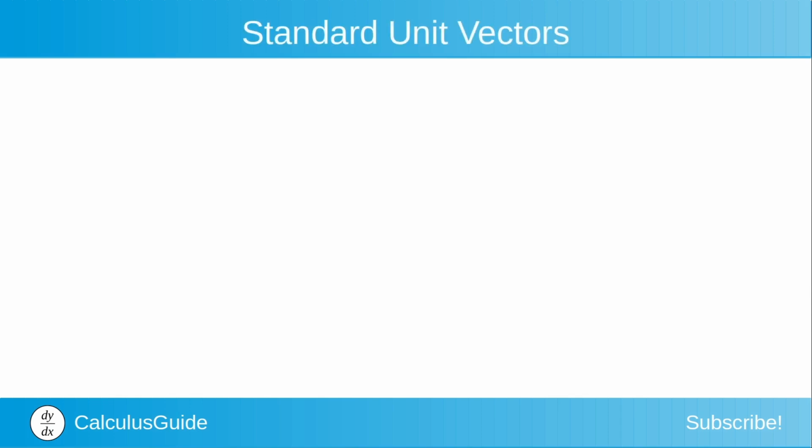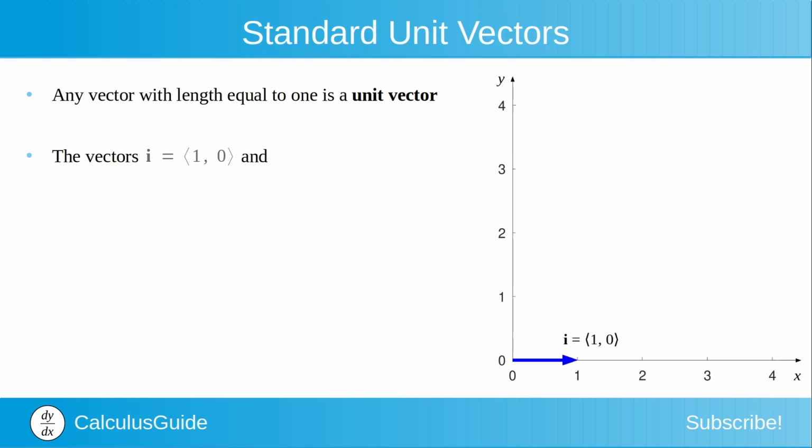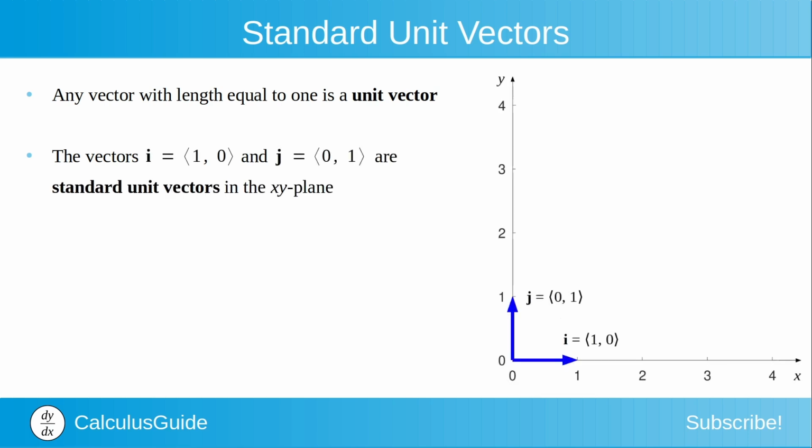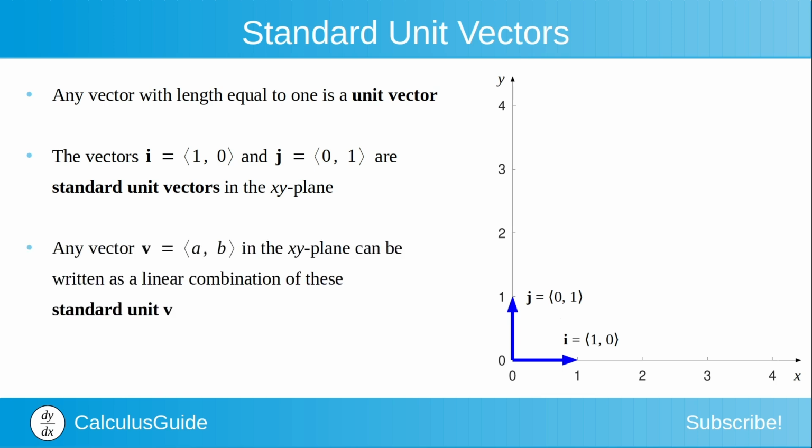I'll now describe standard unit vectors. Any vector with length equal to 1 is a unit vector. The vectors i equals 1, 0, and j equals 0, 1 are standard unit vectors in the xy plane. Any vector v equals ab in the xy plane can be written as a linear combination of these standard unit vectors i and j.